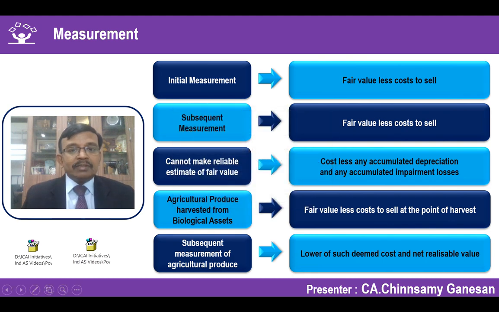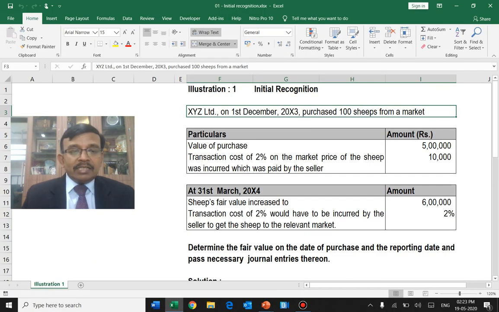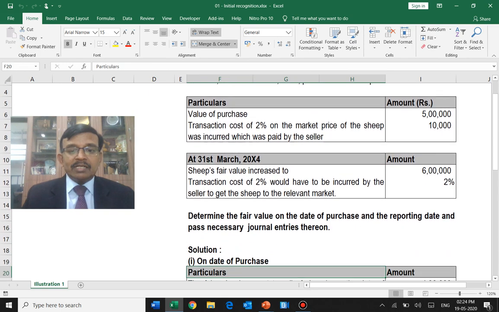I am taking an example of a sheep farm where the value of purchase is 5 lakhs and there is a transaction cost of 2%. The market price is 5 lakhs. So fair value less cost to sell is what I am supposed to recognize. Let us look into that. And second thing is, at the end of the period, subsequent measurement, the fair value has gone to 6 lakhs. There is a transaction cost of 2%. How to determine the fair value in respect of this particular item?